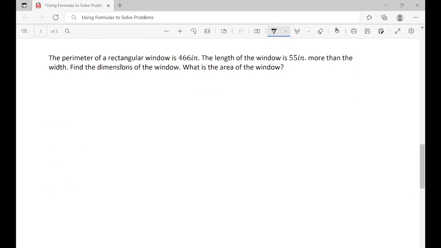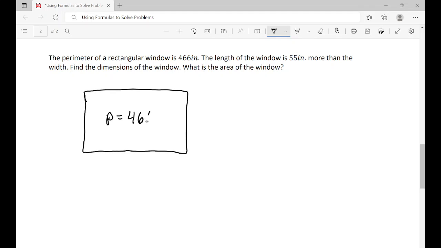Last, the perimeter of a rectangular window is 466 inches. The length of the window is 55 inches more than the width. Find the dimensions of the window and what is the area of the window. So we got a bunch of stuff we got to do. The first thing is it wants us to find the dimensions of the window. And sometimes it's much easier if you just draw a picture, just so you can see what's going on. So I know that the perimeter is 466, and I have a width, and I have a length.